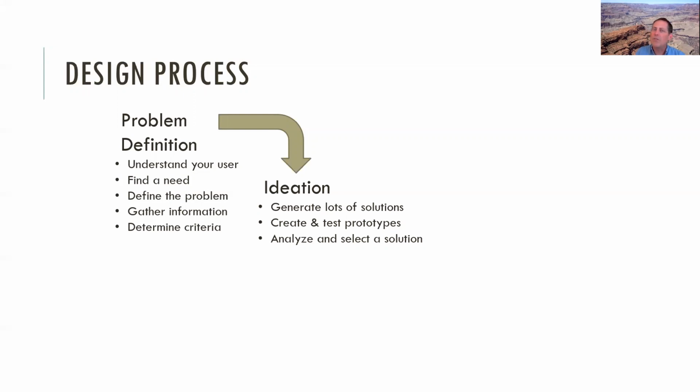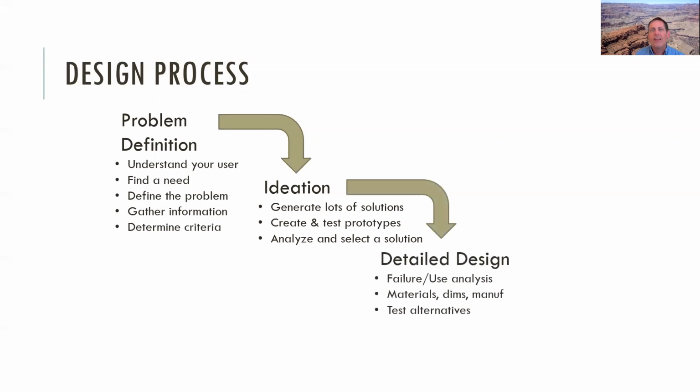Then you need to do some sort of evaluation of your ideas and pick a solution direction. After that, you can move into a detailed design phase where you do the failure and use analysis, you do calculations. This is where most of your other engineering classes fit, is in here, and it is absolutely critical. We're not talking about it in this course because all of your other engineering classes are talking about it. And you can't get to this point until you've done the problem definition and the ideation. So failure use analysis, materials, dimensions, and manufacturability are all defined now.